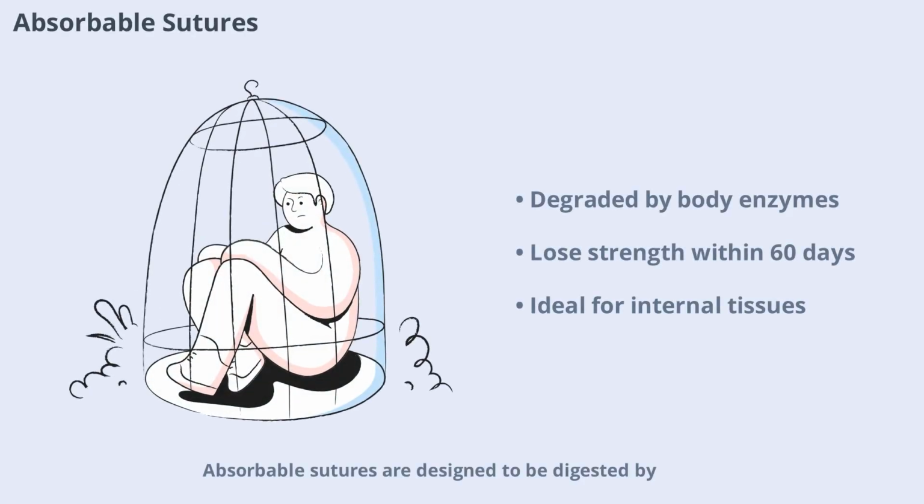Absorbable sutures are designed to be digested by the body's enzymes or hydrolyzed by tissue fluids. These sutures gradually degrade, losing their tensile strength within 60 days. They are ideal for internal tissues that heal quickly, eliminating the need for removal. The body naturally absorbs these materials, making them suitable for procedures where long-term support is unnecessary. Understanding absorbable sutures is crucial for selecting the right thread for healing tissues, minimizing patient discomfort and intervention.